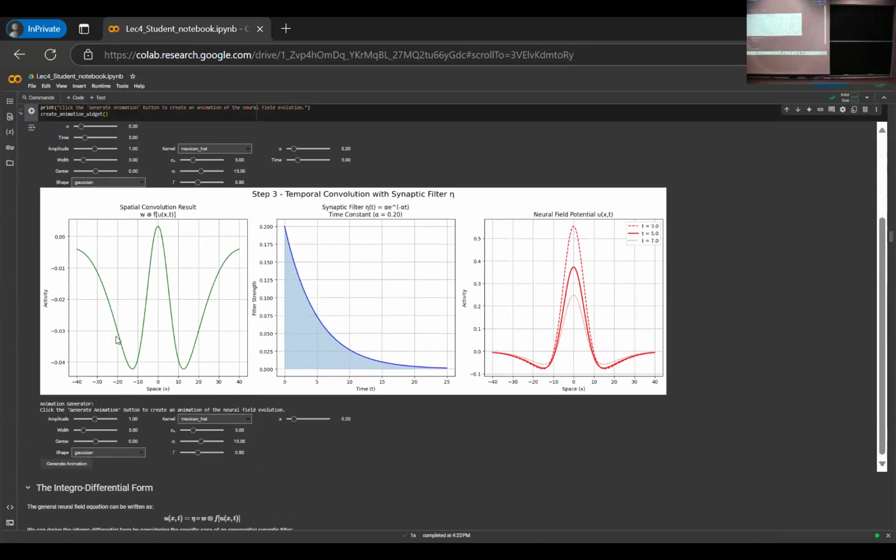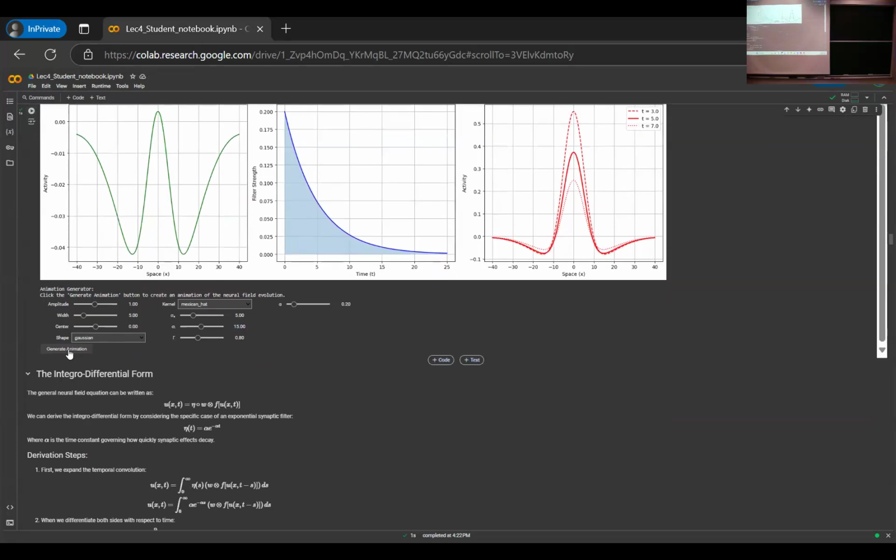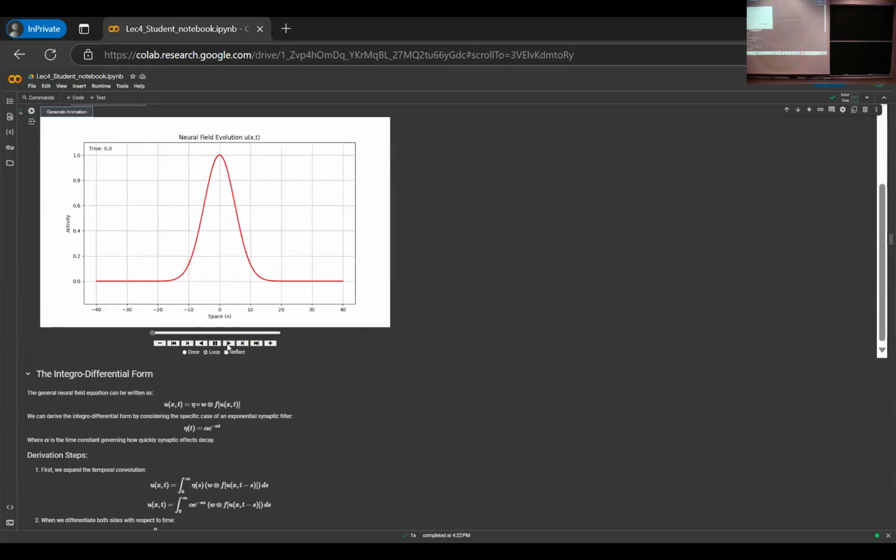This is the synaptic kernel that we were talking about in lecture 2, if you remember. And this is what we had from step 3. It gets temporally convolved with the synaptic kernel, and what it leads to is a pattern that changes over time. These traces tell you how this pattern is changing at different times. You can see it decaying, and if you generate an animation for it to get a sense of what's happening, it becomes like that.